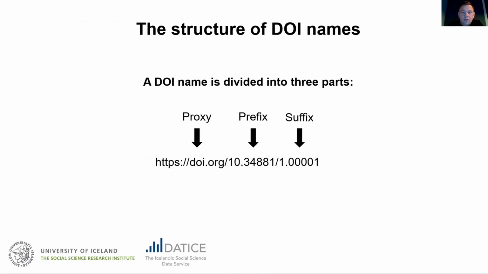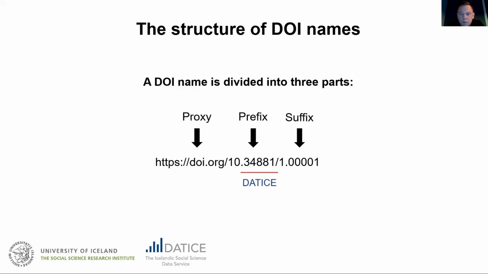Just briefly, when we made the agreement with GESIS, we were asked to decide what kind of structure our DOI names would have. A DOI name is divided into 3 parts: a proxy, a prefix, and a suffix. We were assigned a prefix, which of course starts with a 10 and a dot, and then the following number, which is our number, 34881.